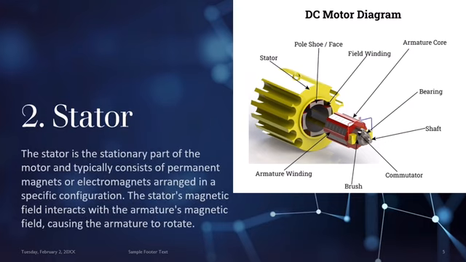Second component is the stator. The stator is the stationary part of the motor and typically consists of permanent magnets or electromagnets arranged in a specific configuration. The stator's magnetic field interacts with the armature's magnetic field, causing the armature to rotate.